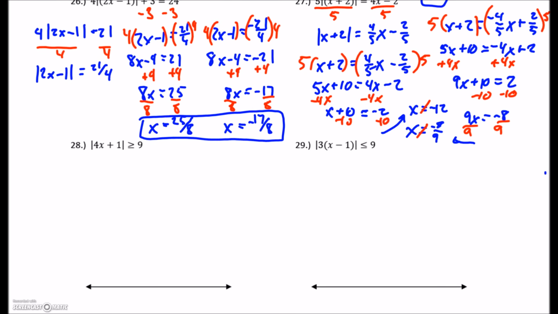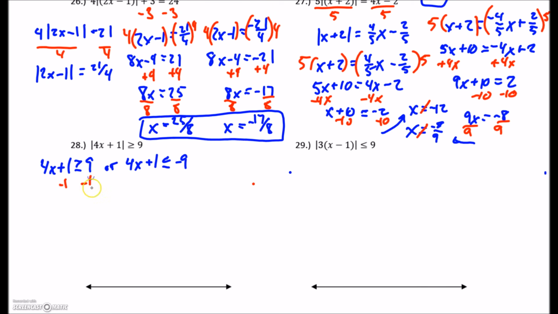If I look at the next one, I'm going to split this into two inequalities. So I'm going to do 4x plus 1 is greater than or equal to 9, and that's exactly the way this is written. But then I also have to do 4x plus 1 is less than or equal to negative 9. I'm going to solve each, and since the absolute value was greater than, I know this is going to be an or inequality. Remember, great-or, less-than. So I slap that word or in between there, and I'm just going to solve this.